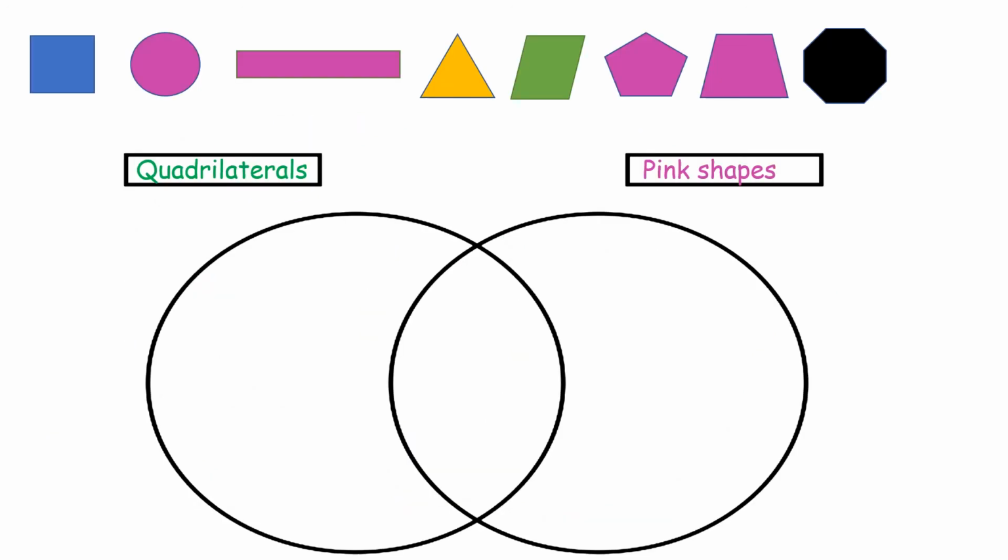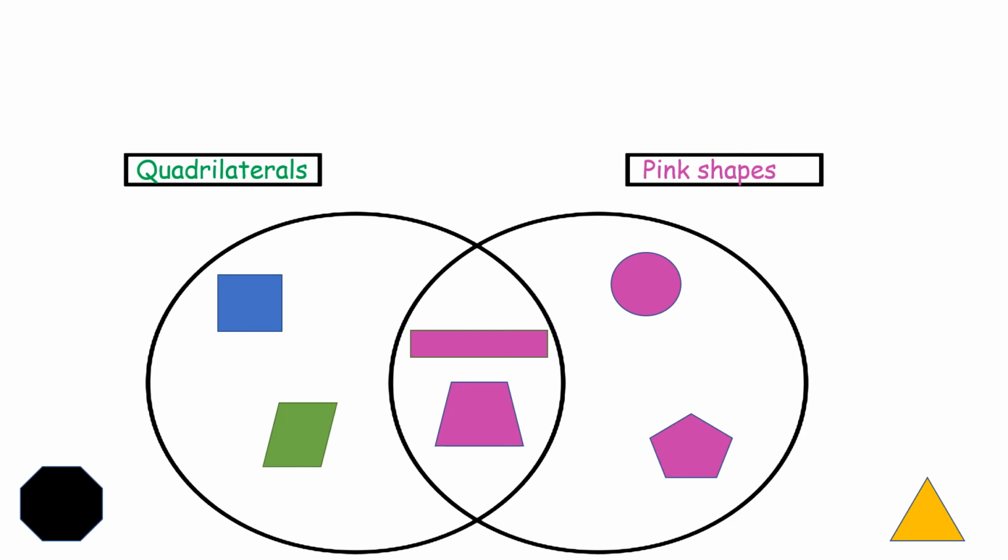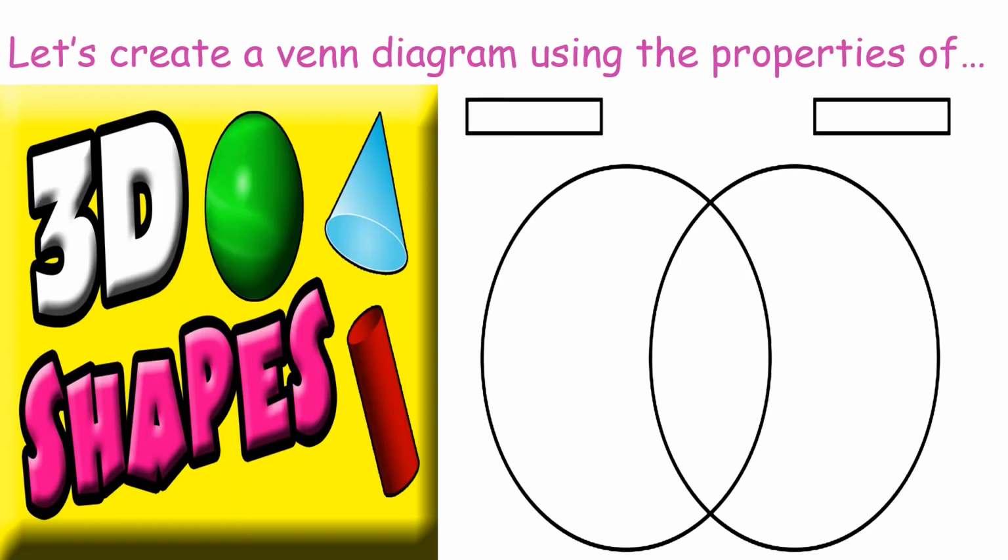We then had a go at organising 2D shapes into a Venn diagram. So we had our categories, quadrilaterals and pink shapes, and we organised them, and this is what it looked like. You can see quadrilaterals in one part of the Venn diagram, and in another part you can see pink shapes. Now in the middle part we've got shapes that are quadrilaterals and pink shapes, but these shapes on the outside didn't belong to any group.